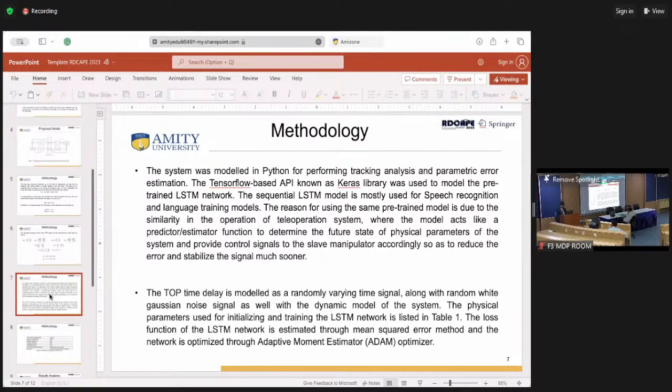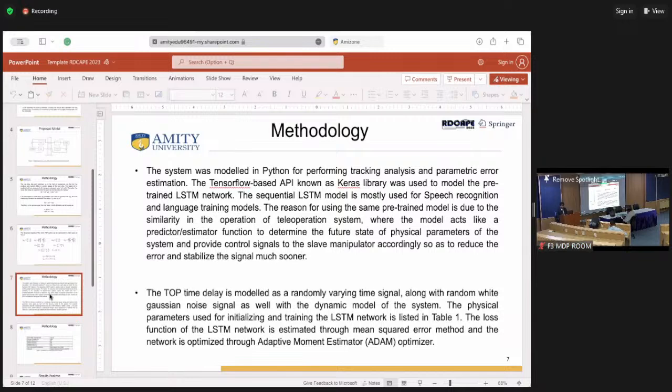For the parameter estimation error, we would normally give data such as two link masses and two link lengths, L1, L2 and M1, M2. Rather than giving this information, we want the robot itself to learn it, instead of modeling this information again and again. We do the sensitivity analysis with the help of the Keras library to model the pre-trained LSTM network. We give the information one time, and the LSTM has a forget gate to use this information. The pre-trained model works in a similar way to the existing teleoperating system.